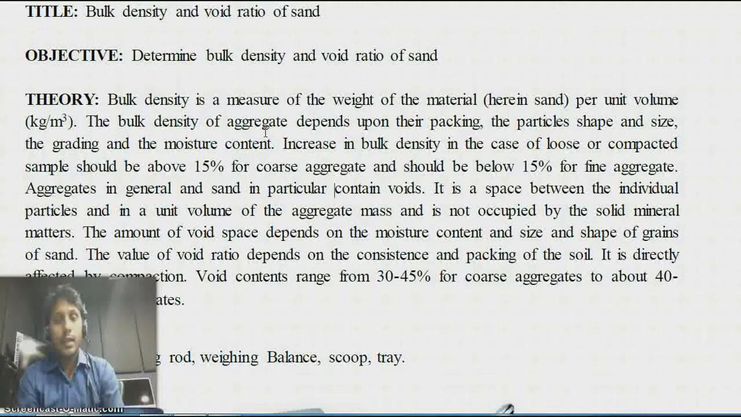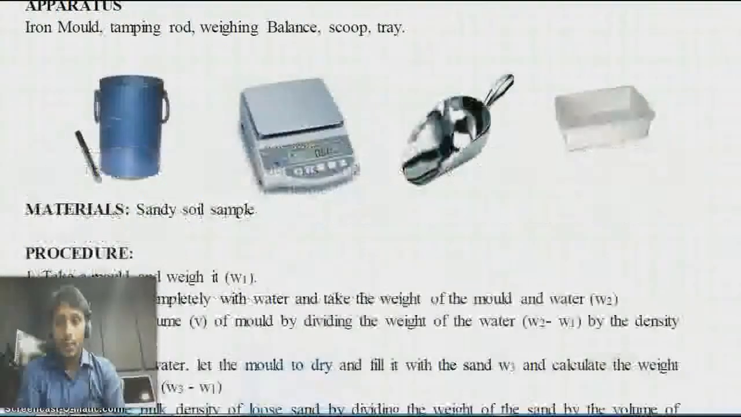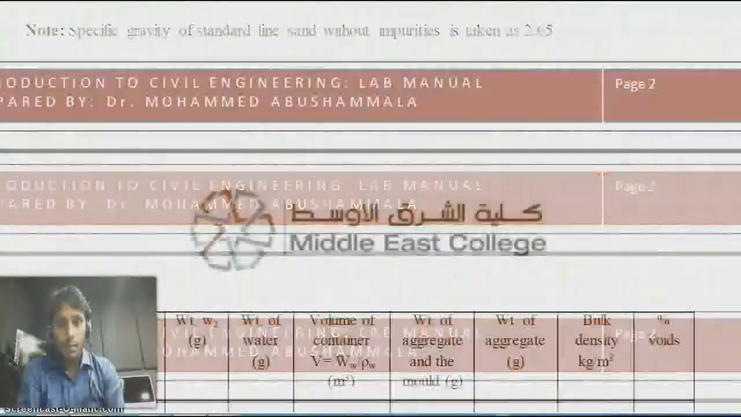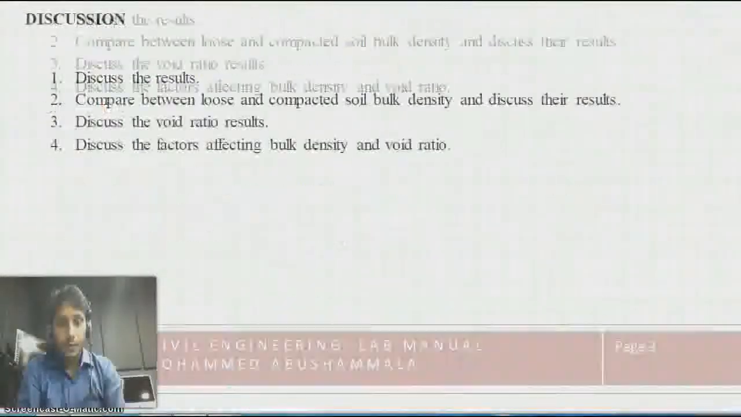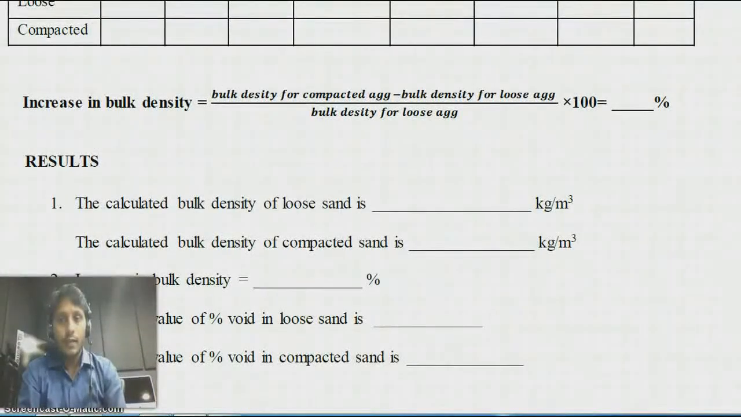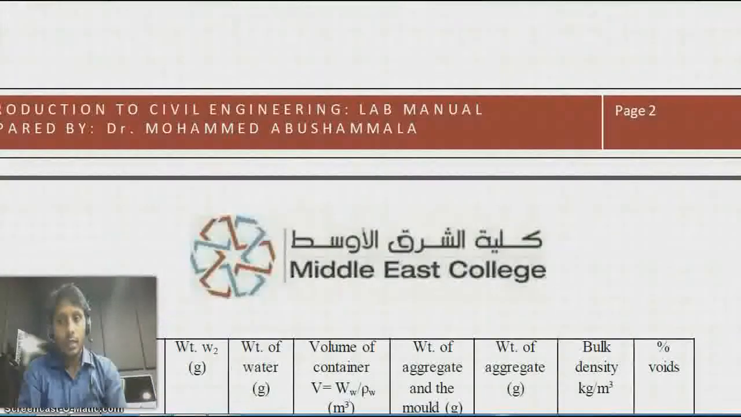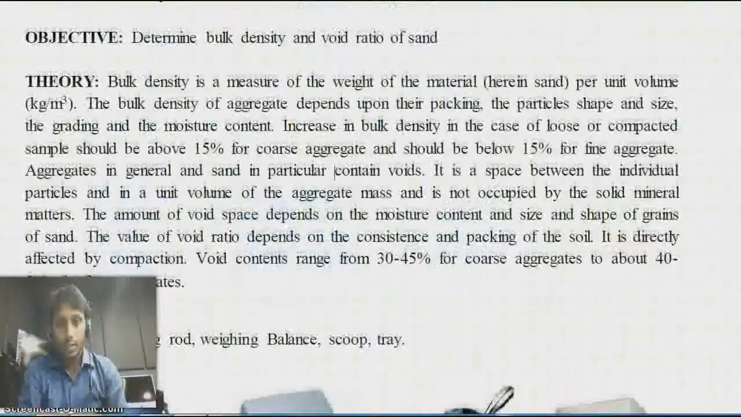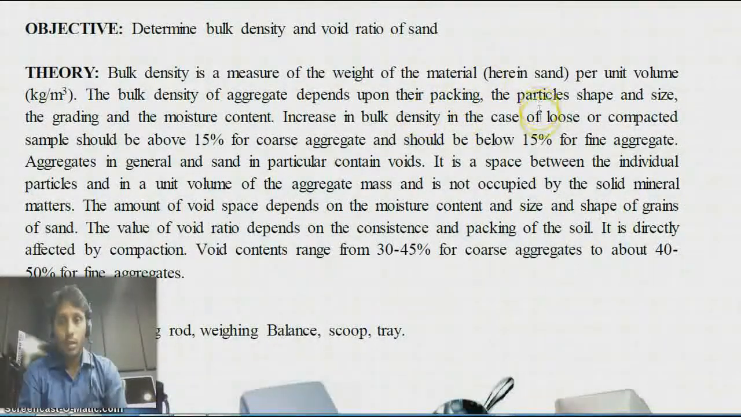At the end of the experiment you are going to calculate the increase in bulk density. I'll show it to you so that you can understand. Here you have the increase in bulk density percentage, in the case of loose or compacted sample, which should be above 15% for coarse aggregate and below 15% for fine aggregate.